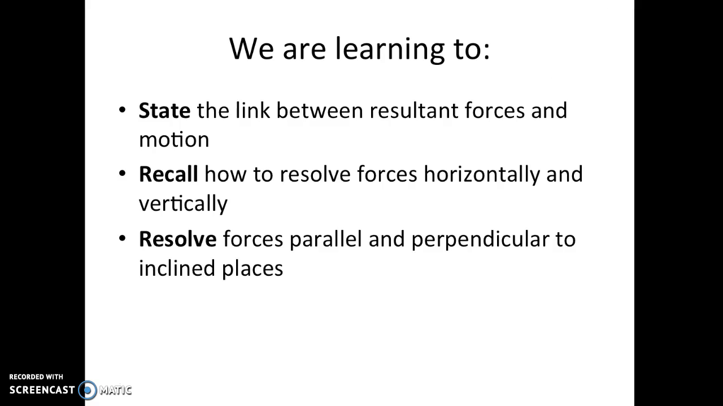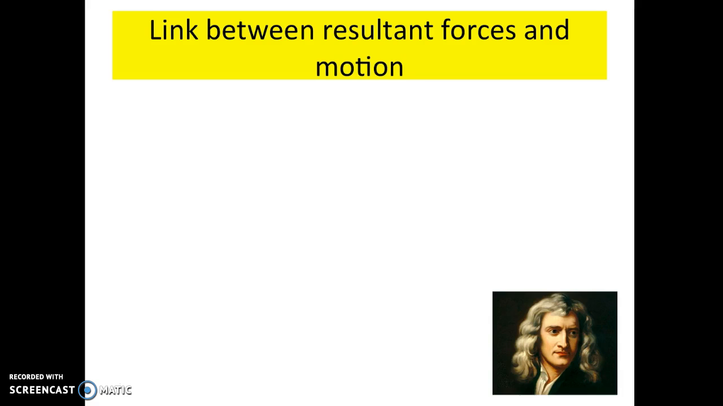Okay, so in this video you need to be able to state the link between resultant forces and motion. You may already know this, it should just be a recap from GCSE, but I will go through it. You need to recall how to resolve forces horizontally and vertically, and you need to resolve forces parallel and perpendicular to inclined planes. Link between resultant forces and motion first, however.